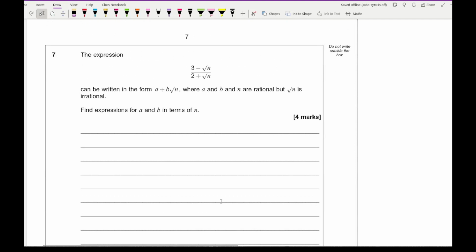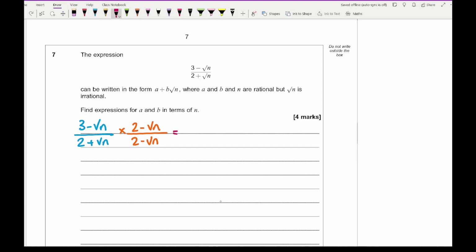Then moving on to question 7, it says the expression 3 minus root n over 2 plus root n can be written in the form of a plus b root n, where a and b are rational but root n is irrational. Find an expression for a and b in terms of n. So first things first, we've got 3 minus root n over 2 plus root n. Now what we want to do here is rationalize the denominator, so I multiply that by 2 minus root n over 2 minus root n.